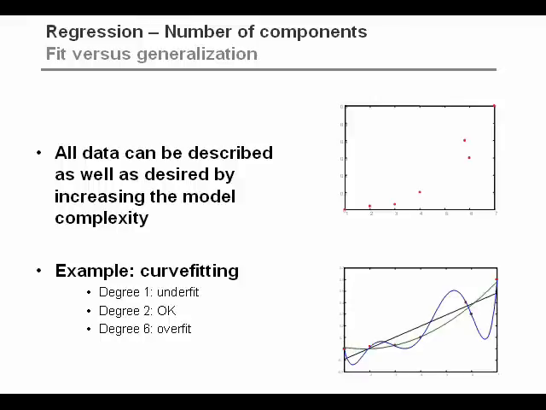We need a model with the right number of components, enough so that it explains all the systematic variation in the data, so that it explains what can be explained, but not more than that, because then we are modeling the specific noise in the data that we have, and we are not interested in that. That will not help us predict new samples.